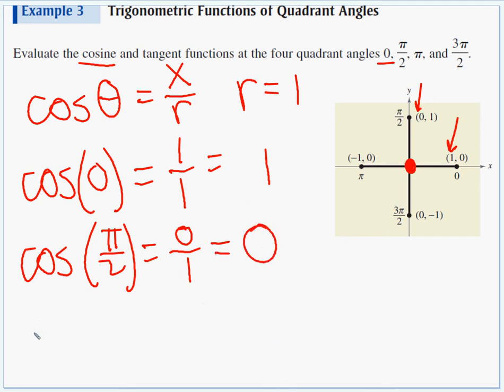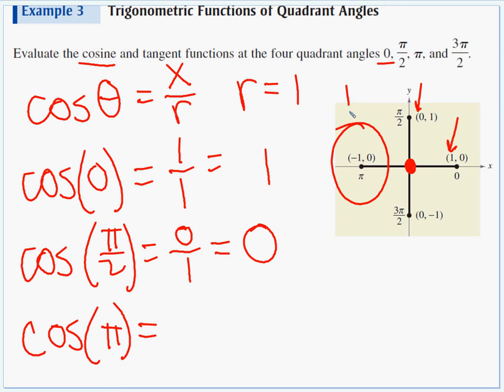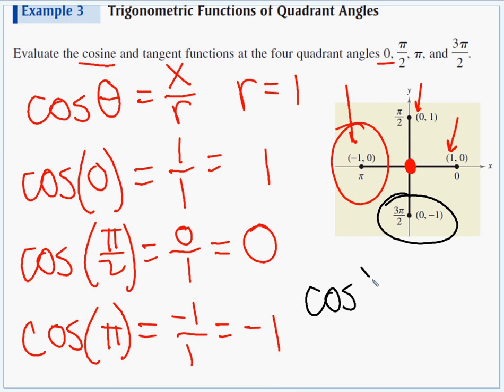Now we're going to do another cos. This time we're over at pi radians. So now we're over here. The x-coordinate is now negative 1 divided by r, which is 1, so that's negative 1. And now finally we're down here at 3 halves pi, cos of 3 pi over 2. That's the x-coordinate 0 divided by the r of 1. That's equal to 0. So there's our cos values as we go around those quadrants.